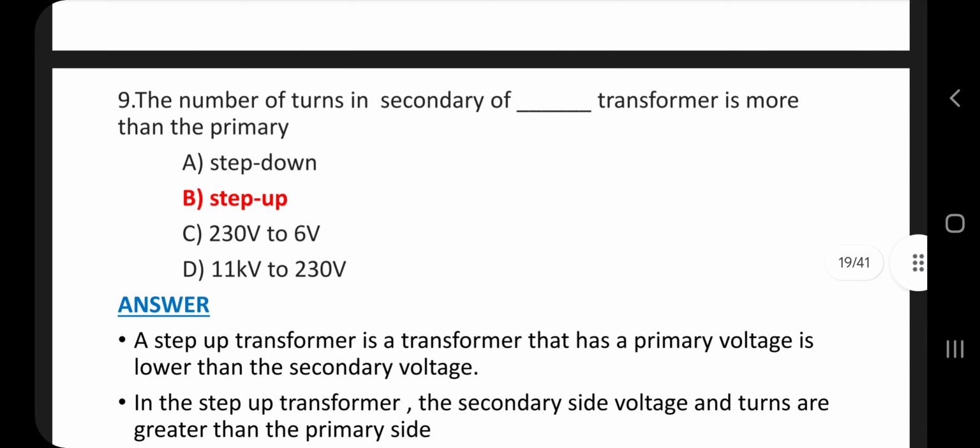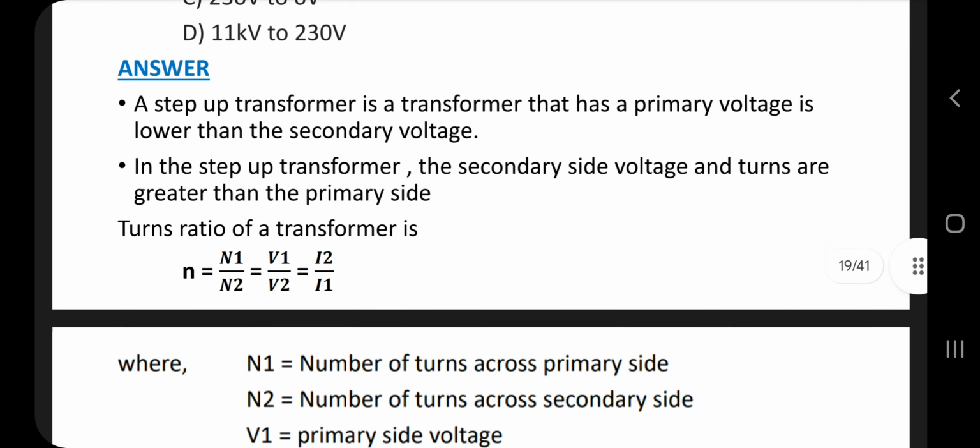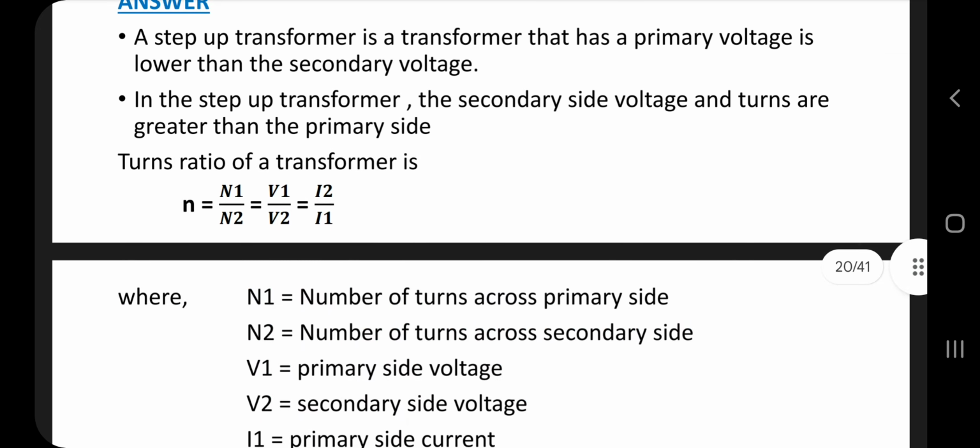Question number 9. The number of turns in the secondary of dash transformer is more than the primary. Answer is option B, step up. A step-up transformer is a transformer whose primary voltage is lower than the secondary voltage.